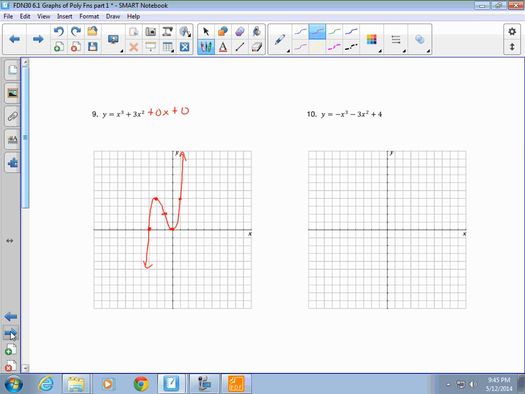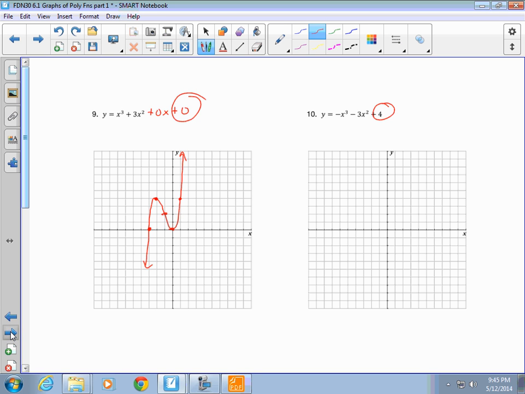Y is equal to negative x cubed plus 3x squared plus 4. So this 4 and this 0 here tell you where your y-intercept is. This one occurred at 0 where it crossed the y-axis. This one will occur at 4. Negative means that it's going to flip behavior. So this one started negative, went down to the 0, to the x-axis, and then turned positive.